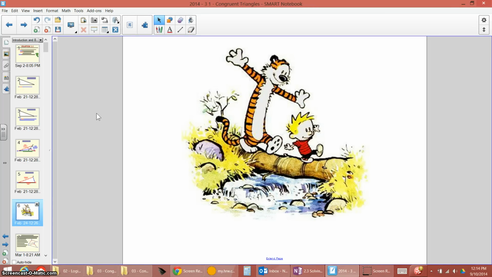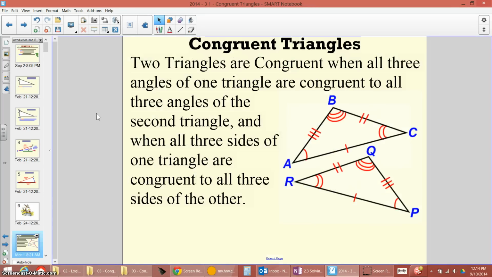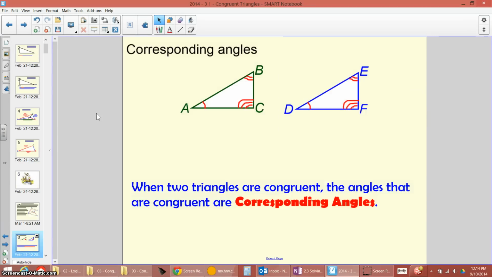Put this in here because I love Calvin and Hobbes. Congruent triangles. Two triangles are congruent when all three angles of one triangle are congruent to all three angles of a second triangle, and all three sides of one triangle are congruent to all three sides of the other triangle. So basically, all the parts are congruent in some manner. So, corresponding angles. Notice how A is in the lower left and D is in the lower left of its triangle. They correspond to each other. C corresponds to F and B corresponds to E. They're in the same location on the triangle. We call them corresponding angles.